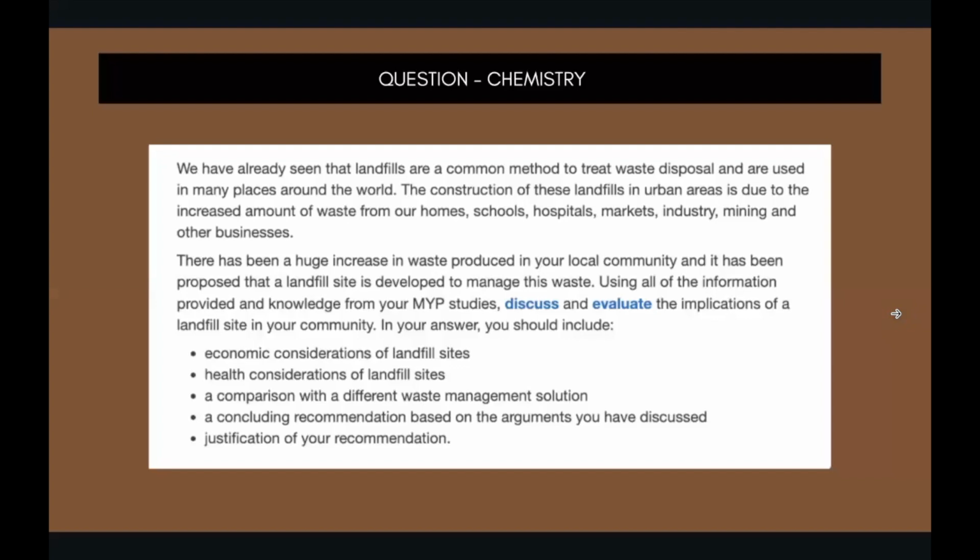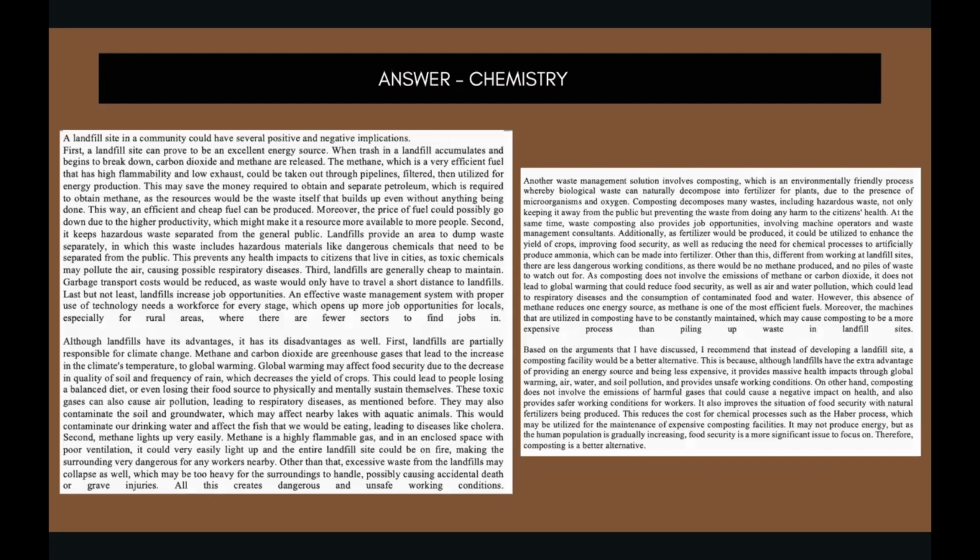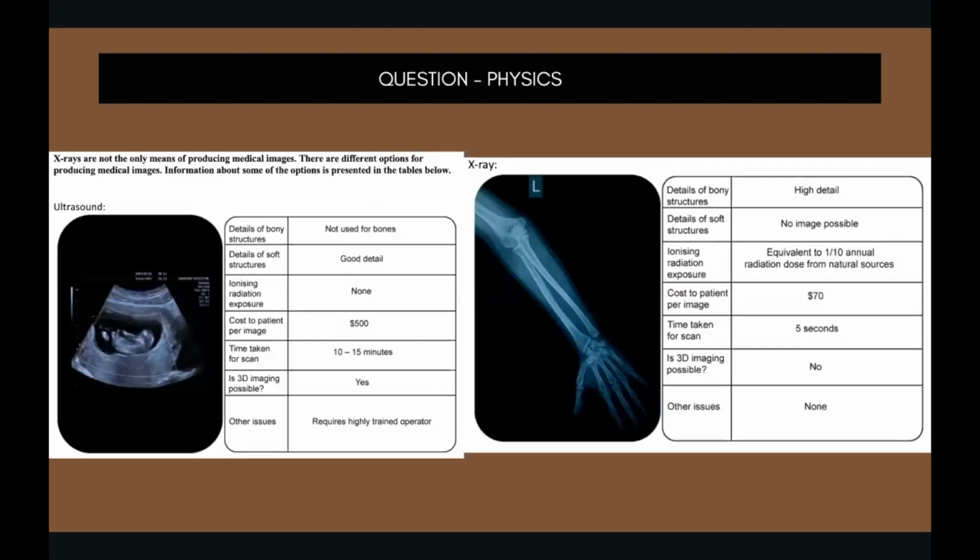And similarly for Criterion B and C, I'll be providing a question for all three sciences, as well as the answer that I gave, which scored highly, for you to take an example of certain perspectives that you may not have considered. So this is for chemistry. And this is a question for physics.